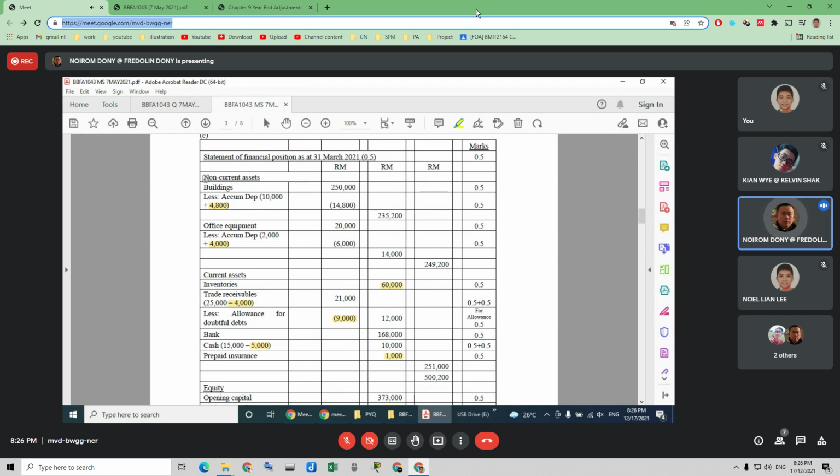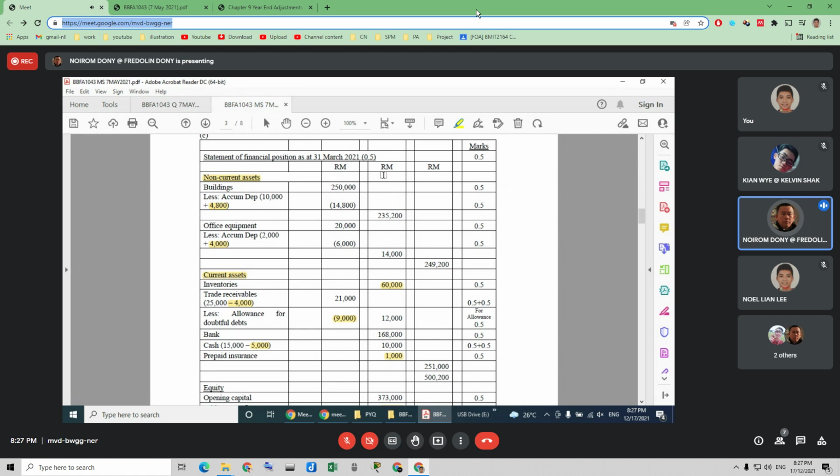Then, first thing we have to do the total asset. Okay, in order to do that, remember the total asset you have two categories, non-current asset first, then followed by current asset. So we have the building, okay, from the trial balance. So there is no depreciation. Okay, so take that amount. Oh, sorry, building we have depreciation. So this is the cost, 250 less accumulated depreciation. Then the net book value.